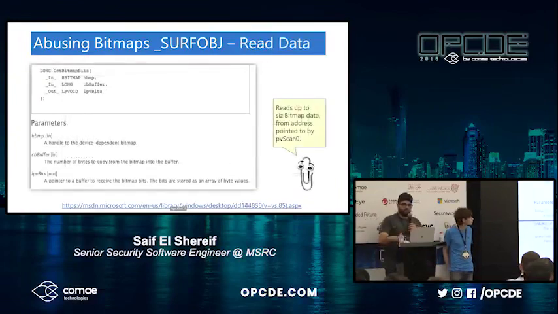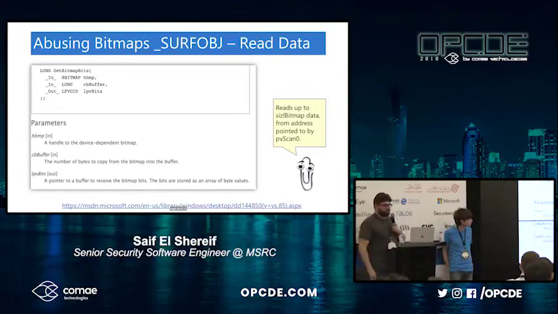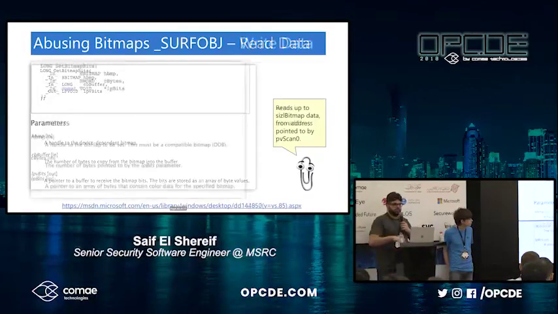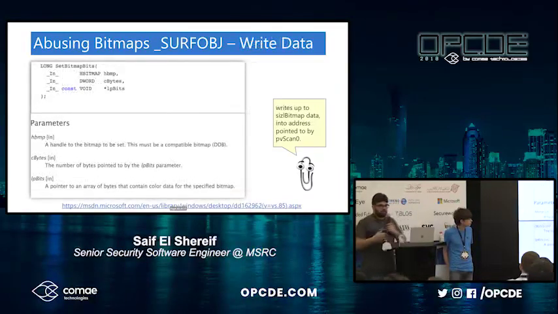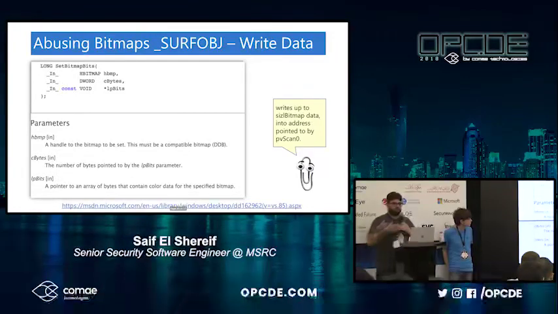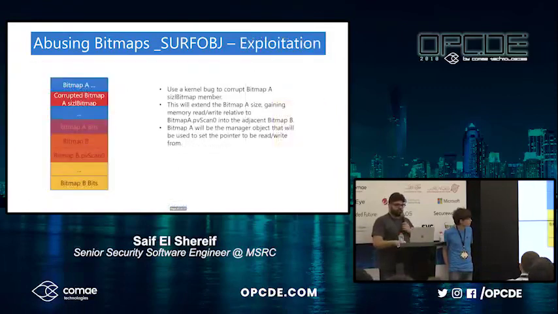Then you can read from the bitmap data using GetBitmapBits. So this will read up to sizlBitmap, which is the width and height of the bitmap, data from the address pointed to by pvScan0. And you can write data using SetBitmapBits, which actually writes up to sizlBitmap data into an address pointed to by pvScan0.